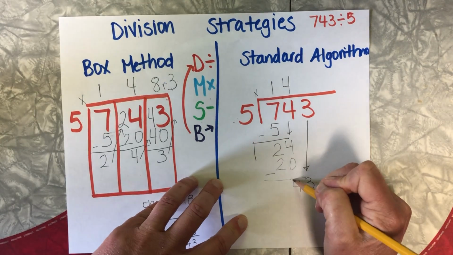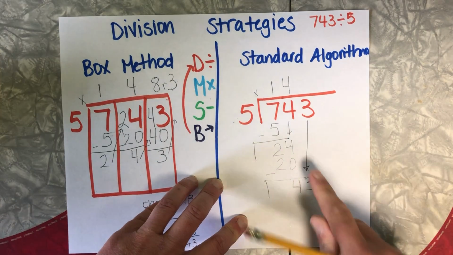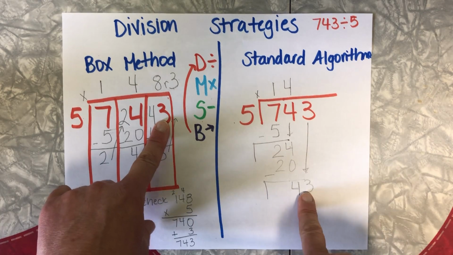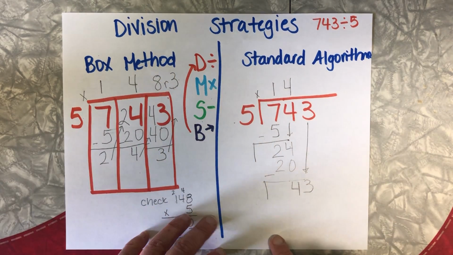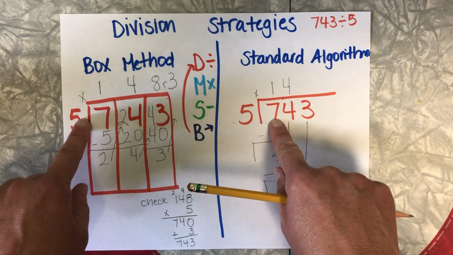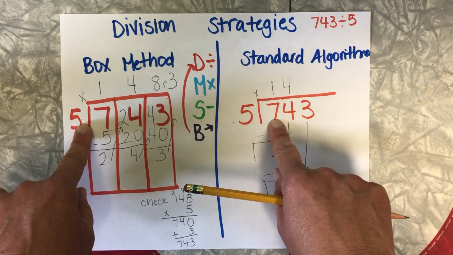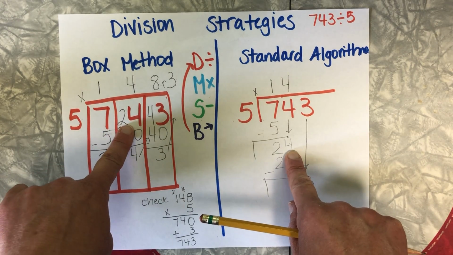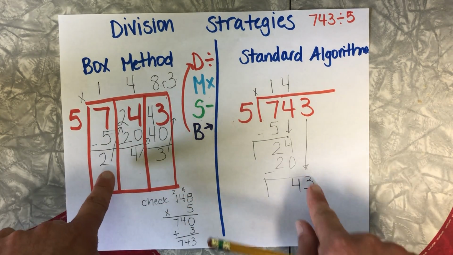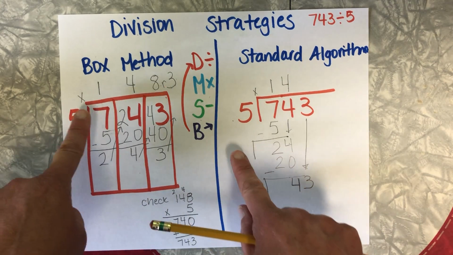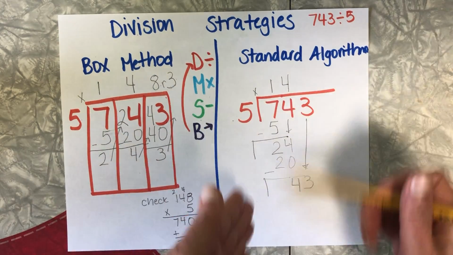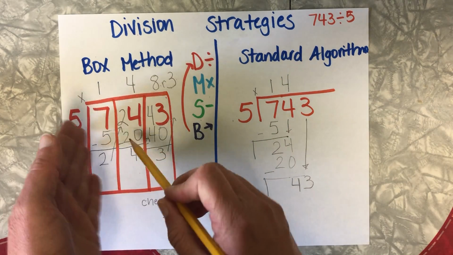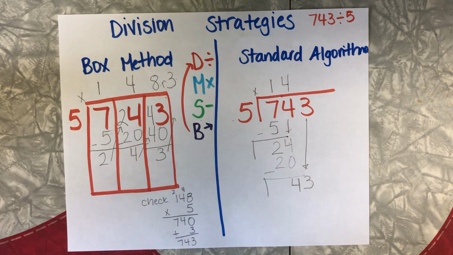And I want you to notice something, guys. Every time I bring down and I divide again, it's exactly what I divided over here in the box. I first divided 7 by 5. The next number I divided was 24 divided by 5. And the last number I divided was 43 divided by 5. So you can see how rather than having to take this straight down and remember what to bring down, doing it in the box lets me see, especially when I'm done.